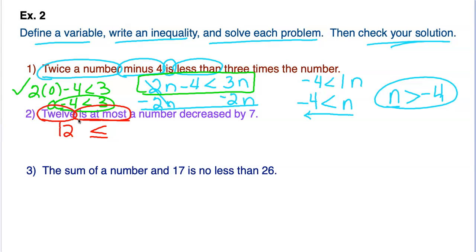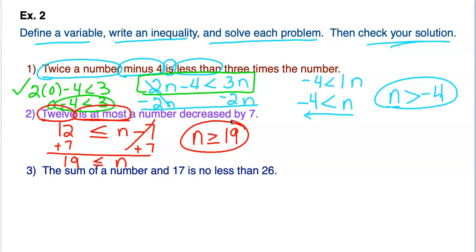So it is at most a number decreased by 7. So there's your inequality. Now we're going to solve by adding 7 to both sides. So I now have n greater than or equal to 19. So I'm going to rewrite that, n greater than or equal to 19.